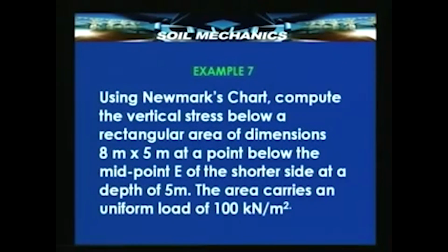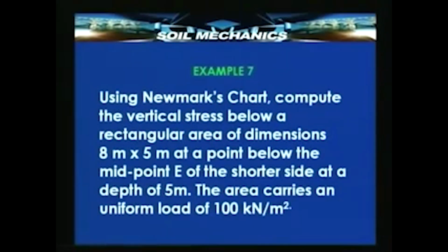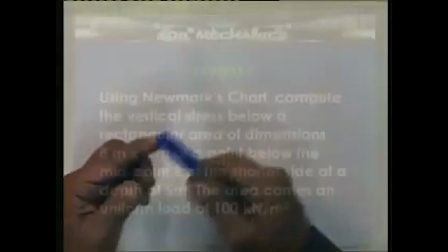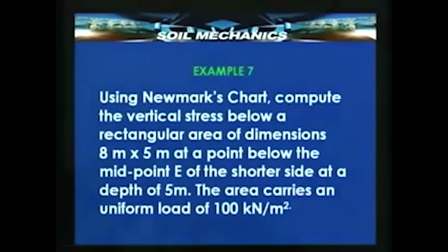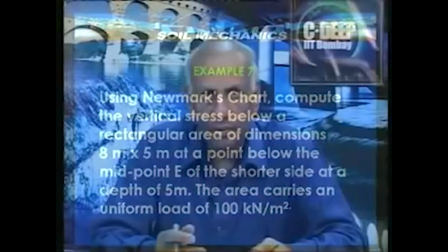Let us take a numerical example. Using Newmark's chart, compute the vertical stress below a rectangular area of dimensions 8 meters by 5 meters. As I said, this chart can be used for an area of any shape. However, we shall take the example of a rectangle, which is much simpler to examine, and we shall verify the results obtained by Newmark's chart by computation using the influence coefficient table.